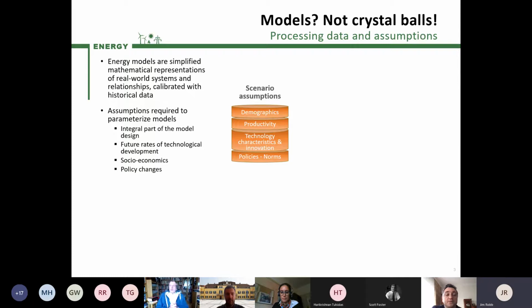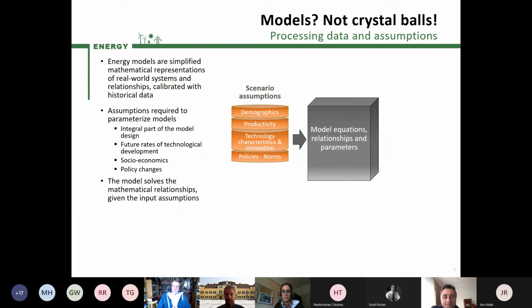So models are not crystal balls. You can't just take a model and ask it what's going to happen with the oil prices in 2030. But models are simplified mathematical representations of real-world energy systems and the relationships between them, calibrated with historical data. So the model is always calibrated to what we know, and then we have to add the scenario, what we want to know and what will happen. So models are assumptions, and we have to parameterize.